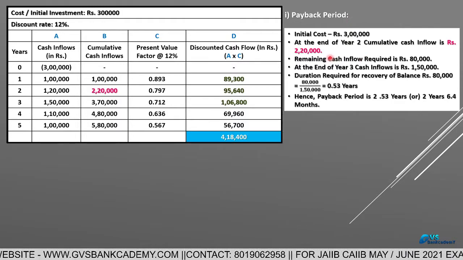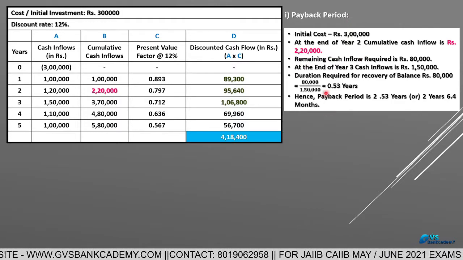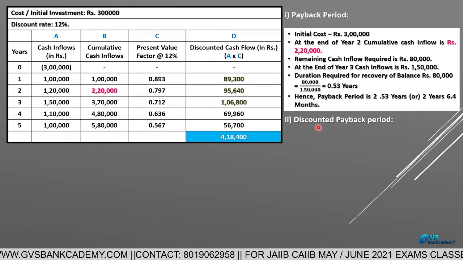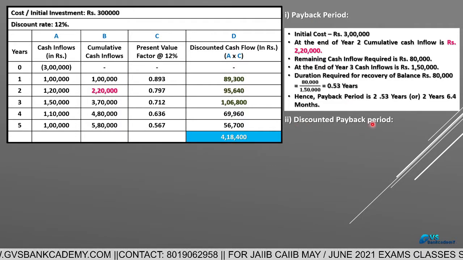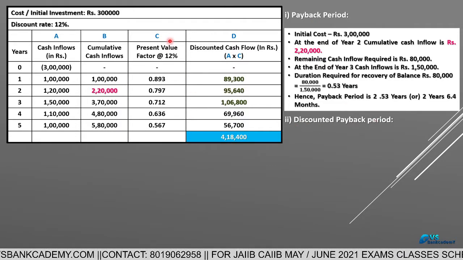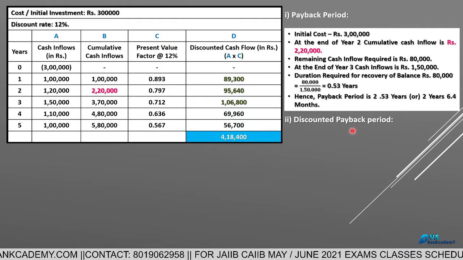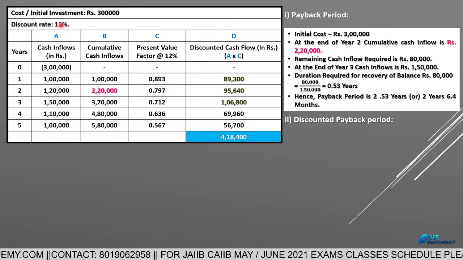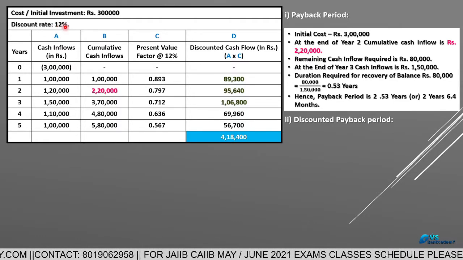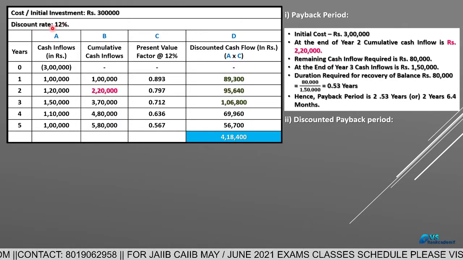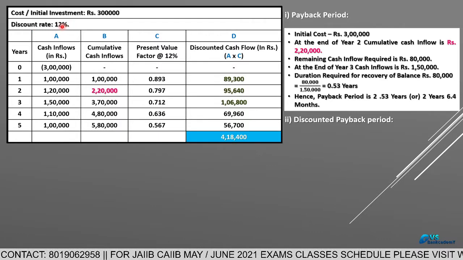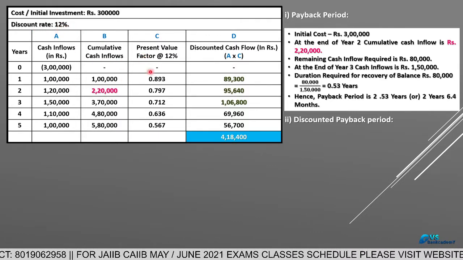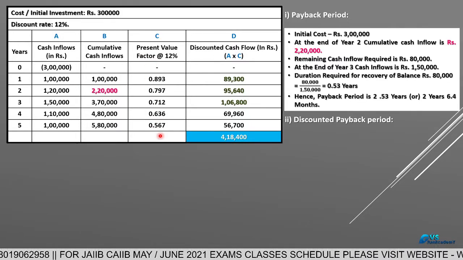Okay, this is the payback period. Now, discounted payback period means that by taking into consideration the time value of money, we are going to calculate the discounted payback period. What is the discounting rate they have given? 12%. The discounting rate is 12%.